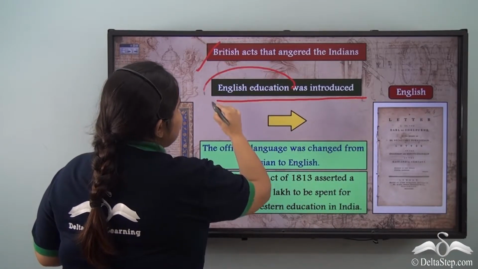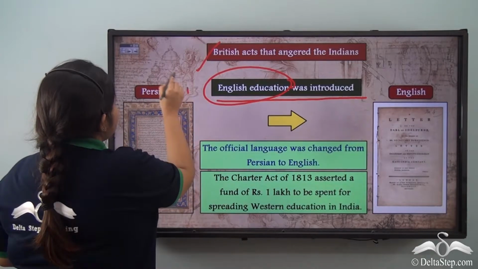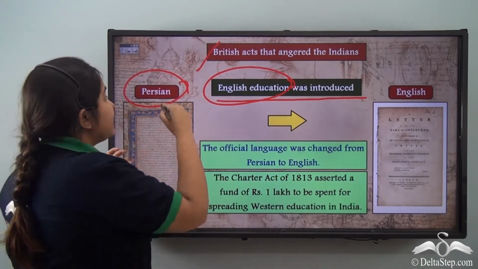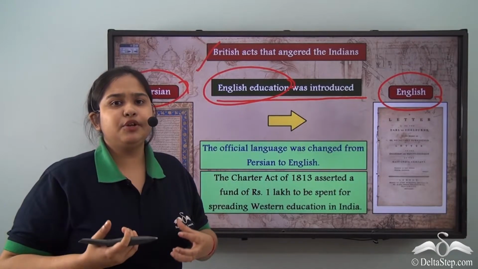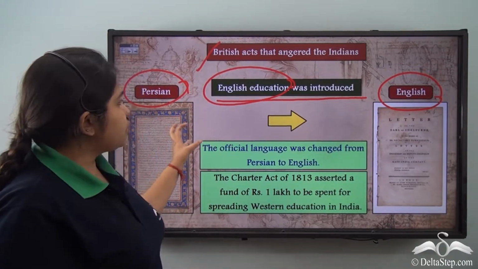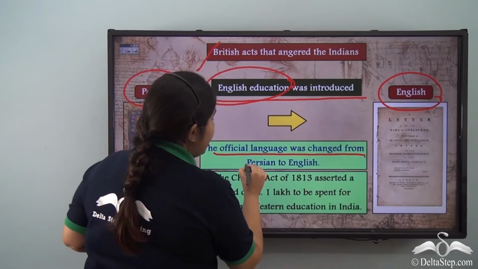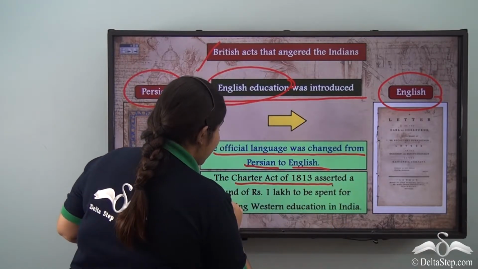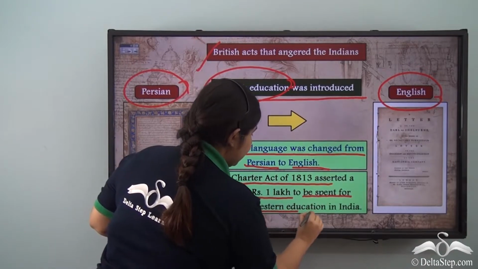And this is happening more profoundly when Persian, which was the legal language till that point of time, is being changed to English. So this was the official language at that point of time in India, where all documented work used to happen in Persian. So that was being changed now to English. So we see that the official language was changed from Persian to English, and this Charter Act of 1813 asserted a fund of rupees 1 lakh to be spent for spreading Western education in India.